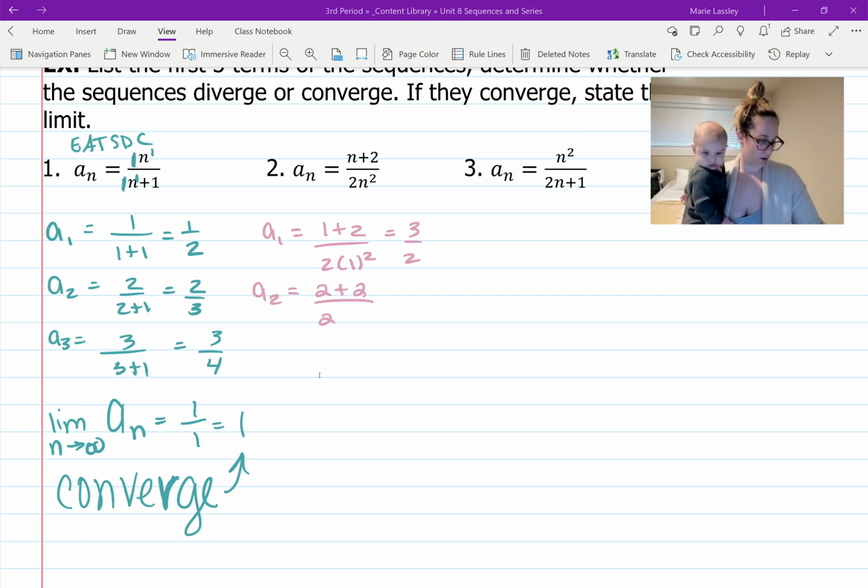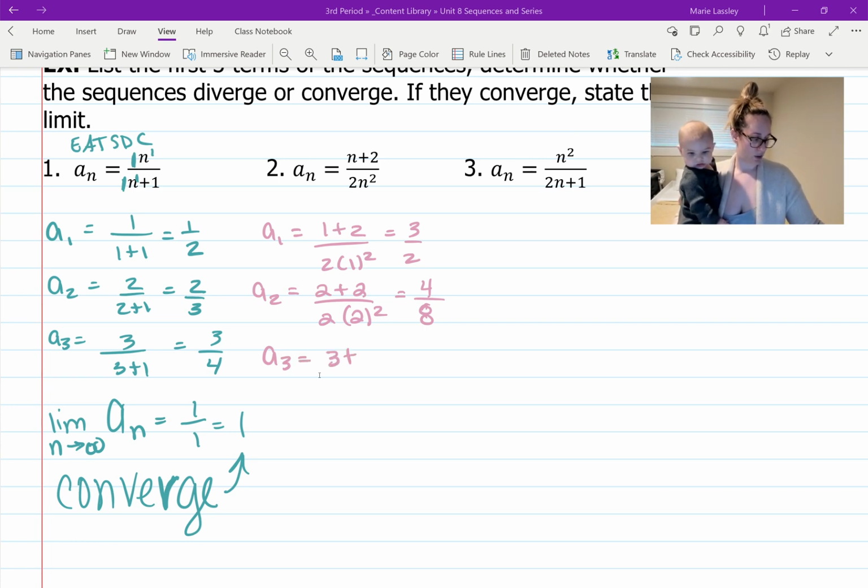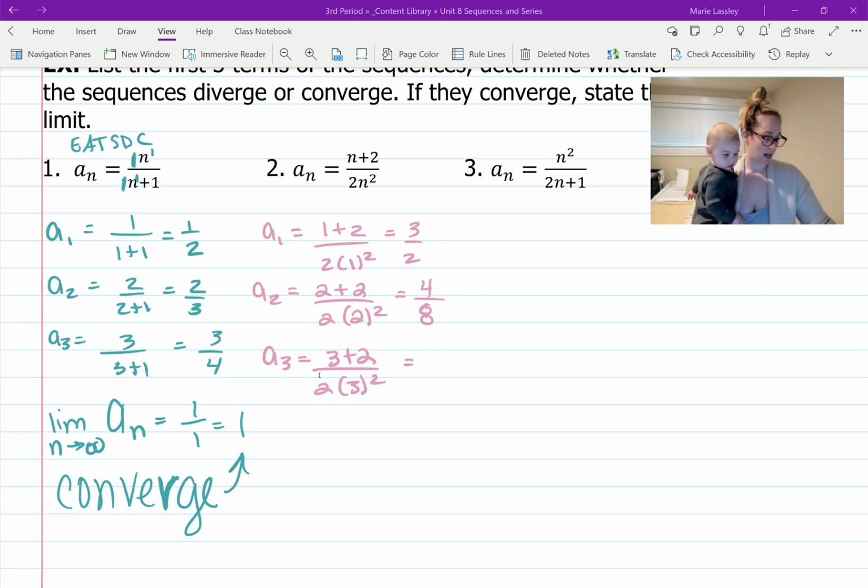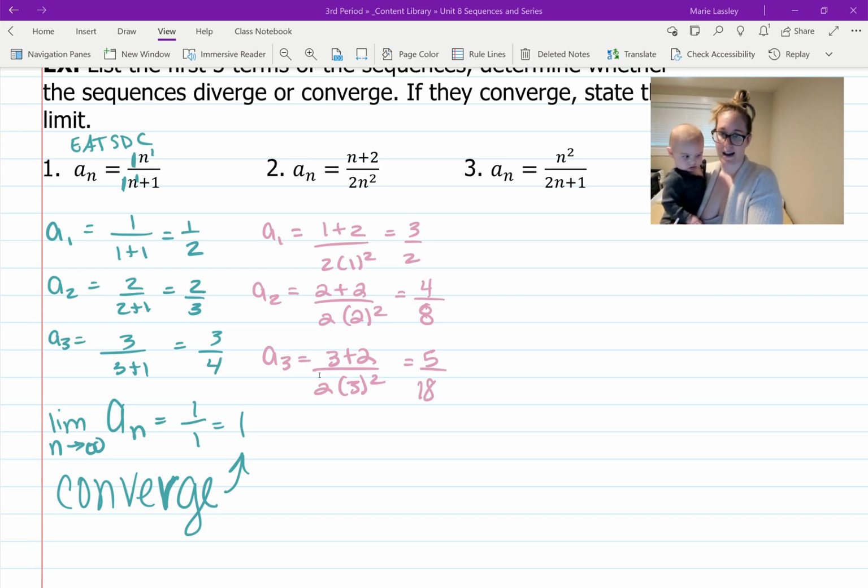That's 4 over 2 times 4, which is 8. All right. A sub 3, we have 3 plus 2 over 2 times 3 squared. So 3 plus 2 is 5, 3 squared is 9, 2 times 9 is 18. All right, so our numbers started at 3 halves, and every time it's getting smaller. All right, well, let's look at our sequence. Let's look at our limit.